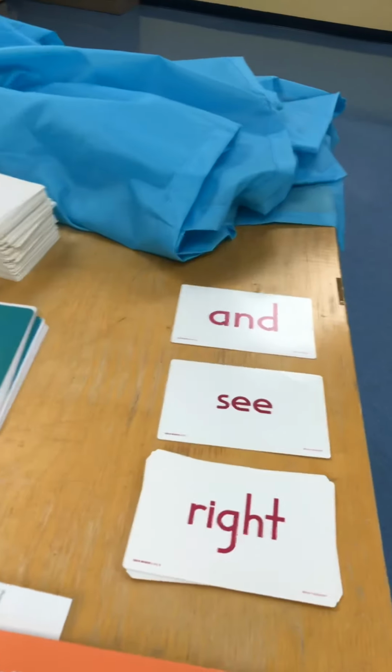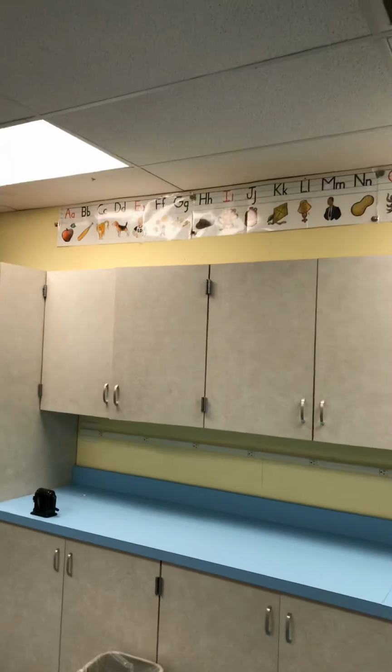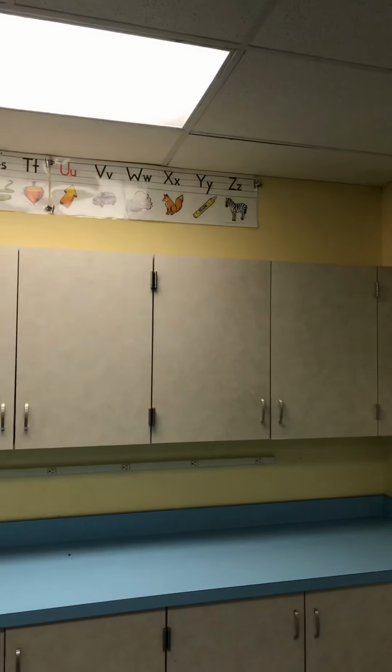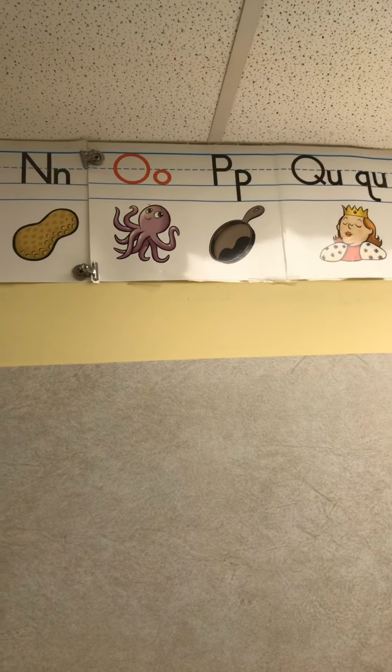The first thing I recommend that you do is to go and find your alphabet strip and put it above your board. You will be using your alphabet strip all year long and referring to these letters, and the letters are introduced by letter, keyword, and sound. P, pan, P.